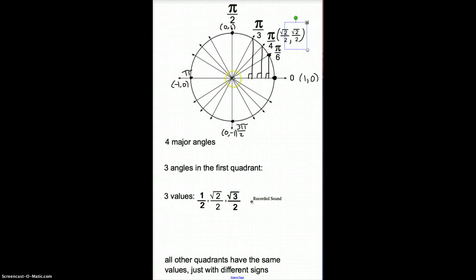So this long side here, that's the square root of 3 over 2. So that goes up here as the x value. And the 1/2 must be the short value, because those two values always go together.